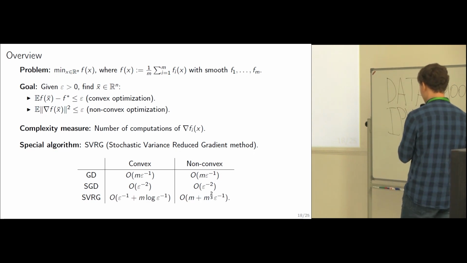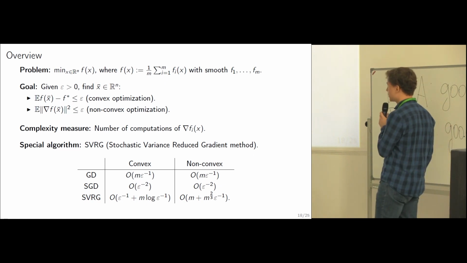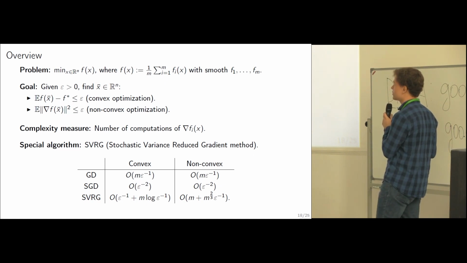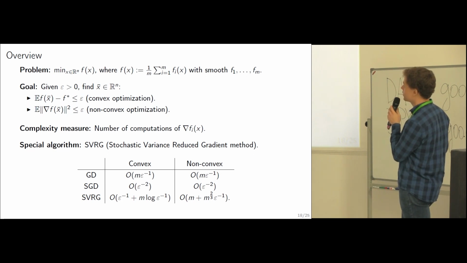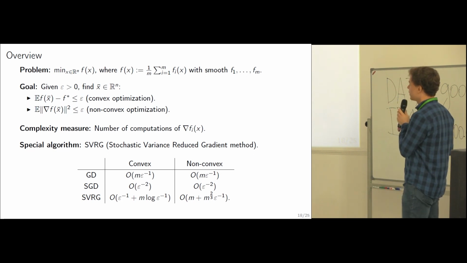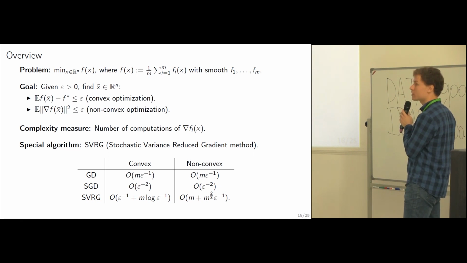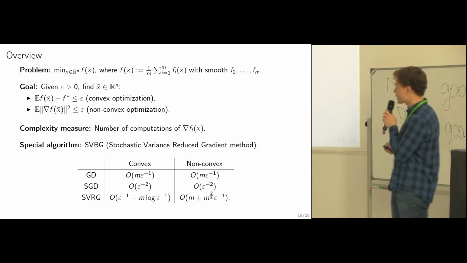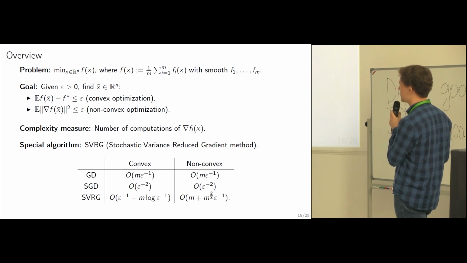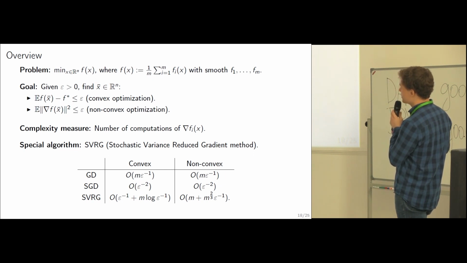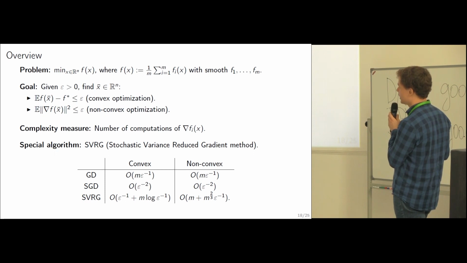And actually, it turns out that this is possible, and this leads us to a special algorithm for solving these kinds of problems, which is called SVRG. And it is based on the idea of variance reduction. So SVRG stands for Stochastic Variance Reduced Gradient Method. Let us look at this row. We see that, for example, for convex optimization, this method needs epsilon to the minus first power of iterations. This is exactly this, but without m.